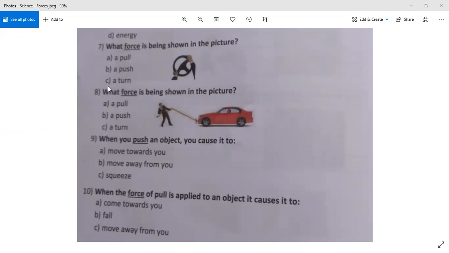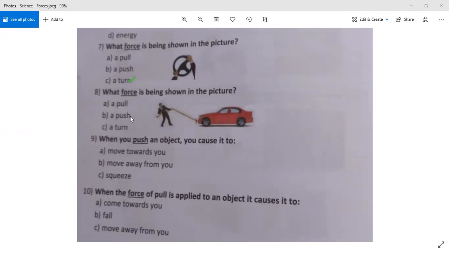And we have some forces here. A pull, a push, a turn. So how is the man moving that steering? Is he pulling it, pushing it, or turning it? Yes, a turn. Very good. Let's read the next one now. Now put your tick. I hope you're putting your tick there.